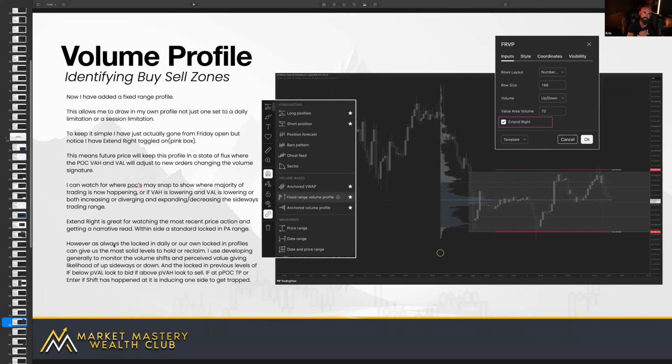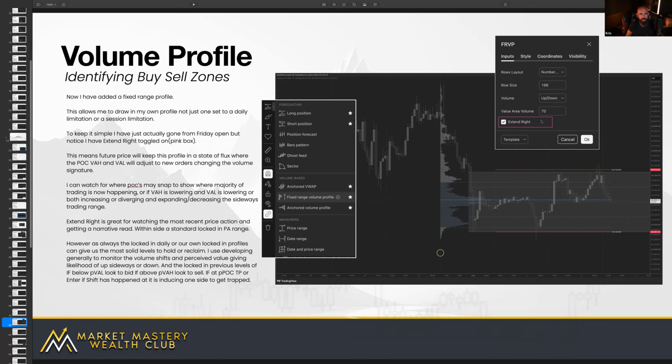So now I've added a fixed range profile. This allows me to draw in my own profile, not just one set to a daily limitation or a session limitation. To keep it simple, I've just gone from Friday open, but notice I've toggled on extend right, in pink over here, and that is under the settings. This means future price will keep this profile in a state of flux, where the point of control, value area high and value area low will adjust to new orders and changes in the volume signature. Okay, so it's going to keep moving and adjusting.